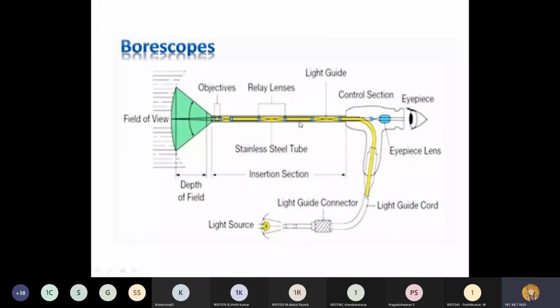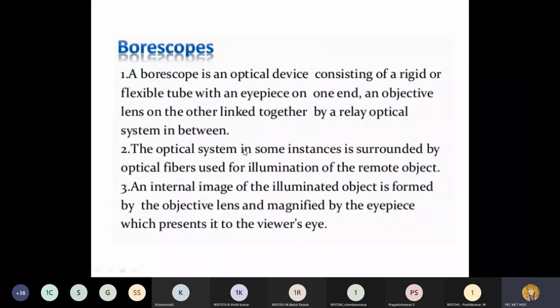The optical system in some instruments is surrounded by fiber, that is optical fibers used for illumination.